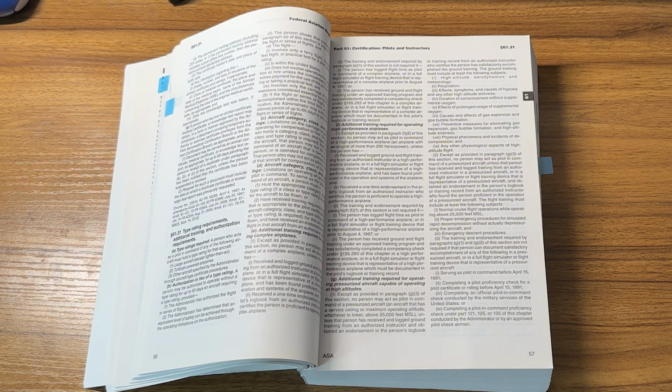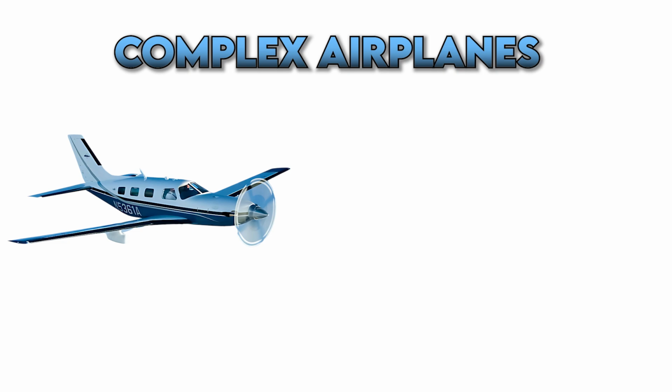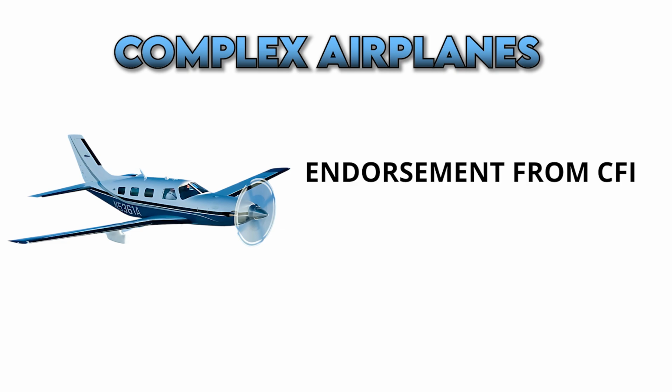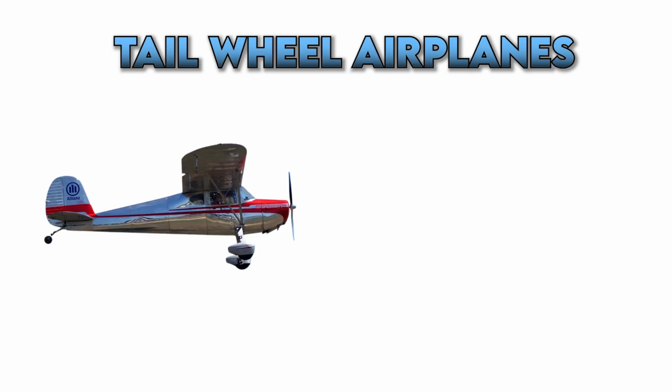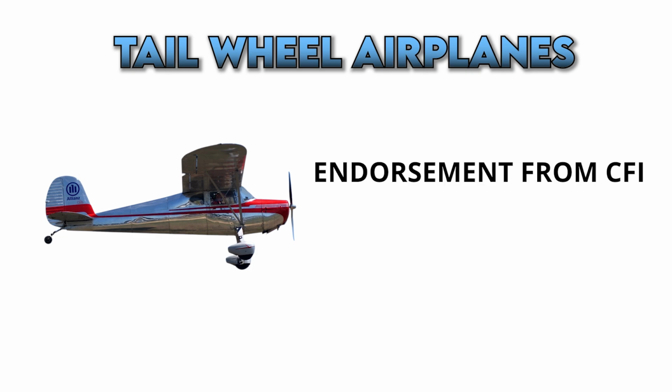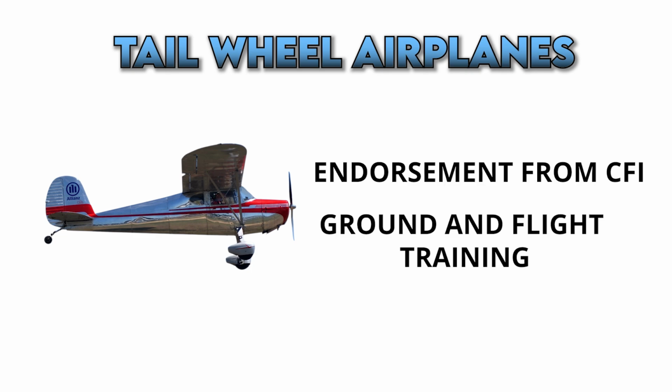We have complex airplanes, an aircraft that has retractable landing gear, flaps, and a constant speed propeller. This requires an endorsement from a CFI along with ground and flight training. Tailwheel airplanes, basically the same thing as explained before. It is an aircraft that has 2 tires in front and 1 on the tail, hence the name. This requires an endorsement from a CFI along with ground and flight training.